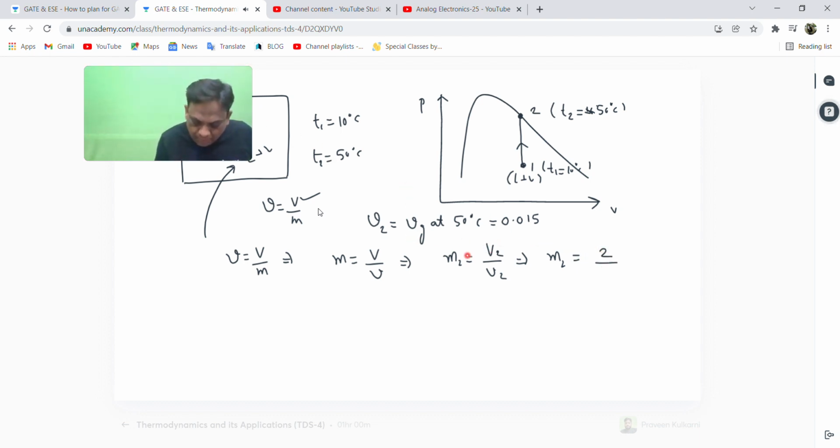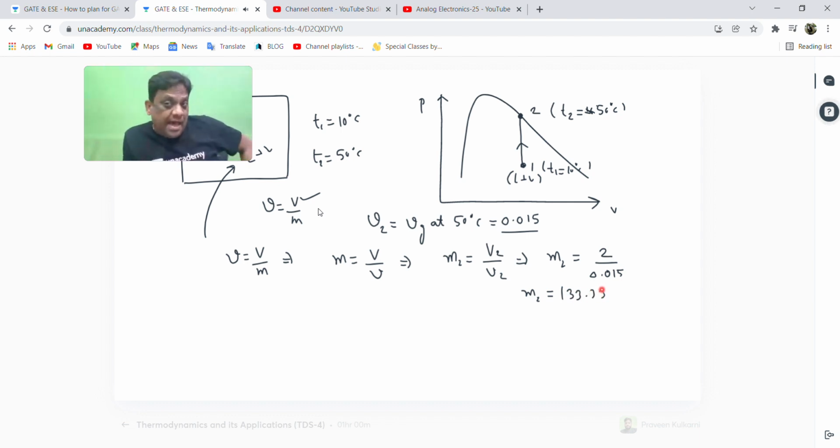By what is the specific volume V2? 0.015. Can anyone tell the final mass? Anyone? Excellent. 133.33. Someone gave the answer as 300 and something.